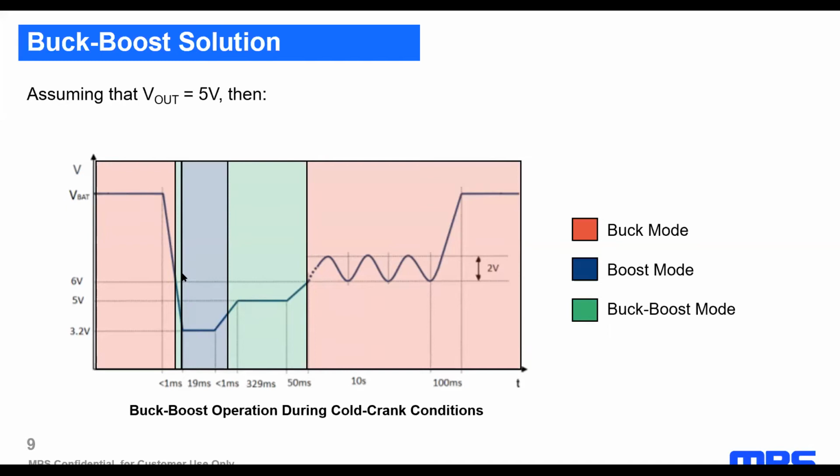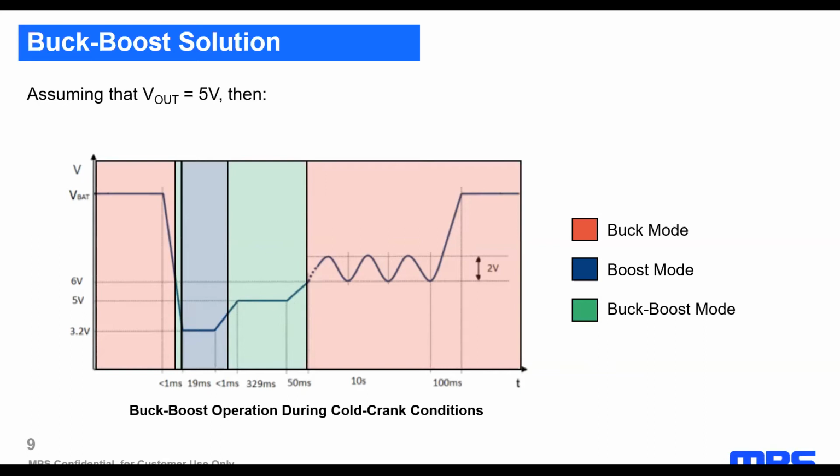Third, when the input voltage is at its minimum, more or less 3.2 volts, the converter will work in boost mode and step up this voltage to 5 volts. Then the 4 switches will switch and we will get a buck-boost mode operation. And finally, we will get buck mode.